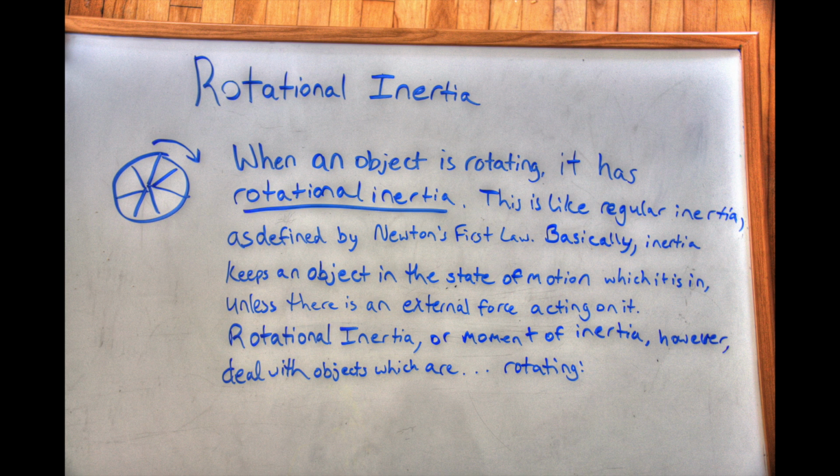Rotational inertia. When an object is rotating, it has rotational inertia. This is like regular inertia as defined by Newton's first law. Basically, inertia keeps an object in the state of motion which it is in, unless there is an external force acting on it. Rotational inertia, or moment of inertia, however, deals with objects which are rotating.